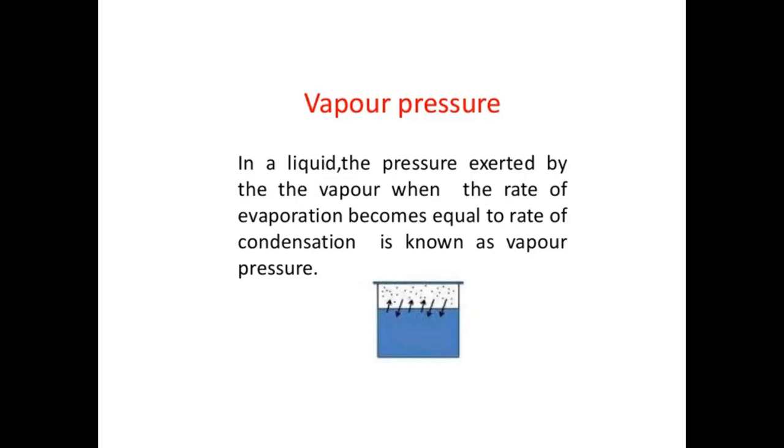The vapor pressure of a liquid increases with the rise in temperature. How? When the temperature is increased, the average kinetic energy of the molecules also increases. As a result, what happens? The number of molecules having sufficient kinetic energy to overcome the intermolecular forces of attraction also increases, and this leads to a greater number of molecules in the vapor phase. So you must know, as the temperature increases, vapor pressure also increases.